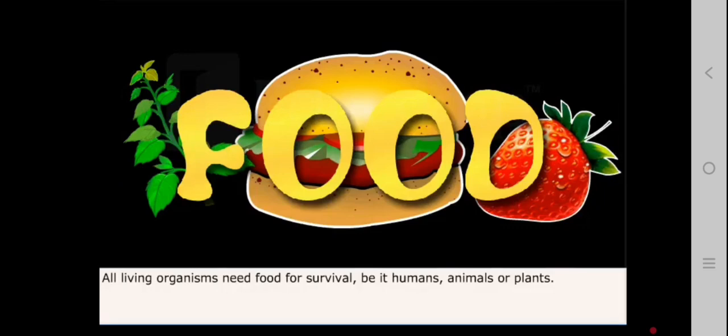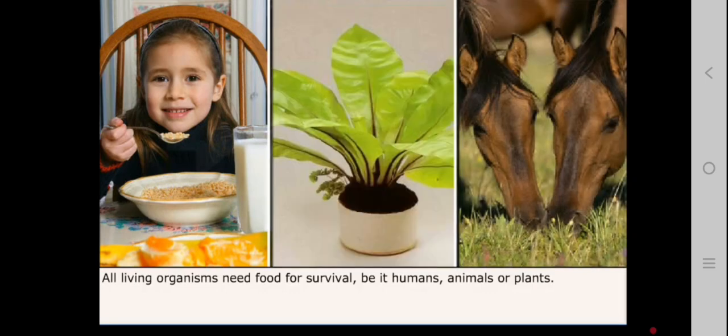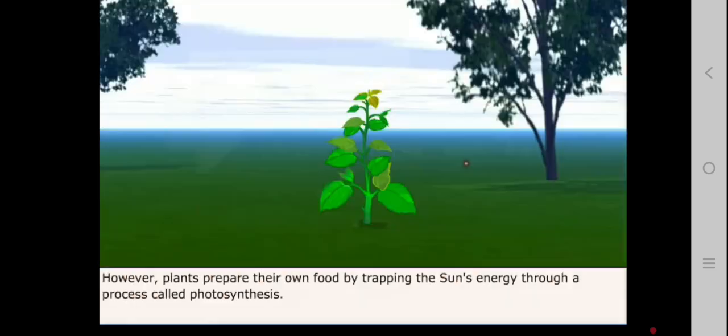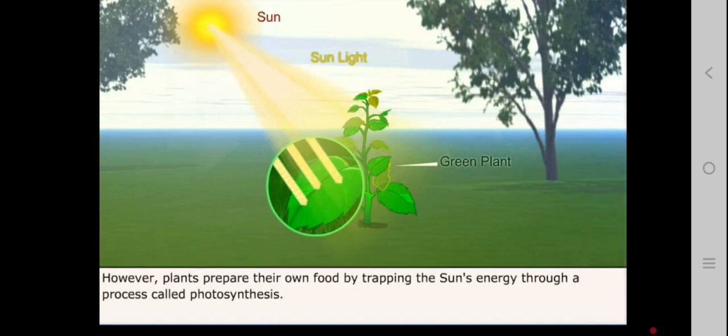Food. All living organisms need it for survival, be it humans, animals, or plants. However, plants prepare their own food by trapping the sun's energy through a process called photosynthesis.